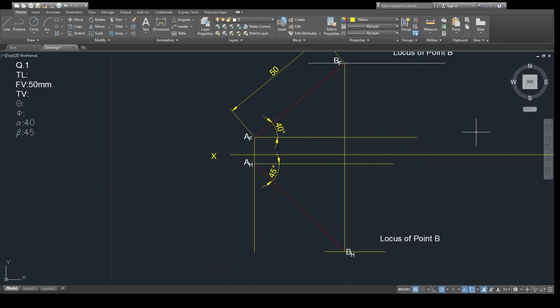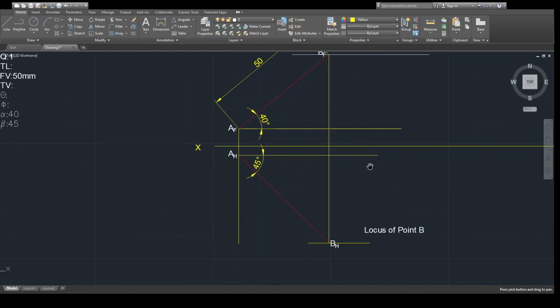Now we have the locus of point B in both the views. We have point AF, we have point BF and BH. Remember, it is very important, we will rotate the top view up to the locus of point A. For that I will use arc. So this is the starting point, this is the center point, up to the locus of point A.